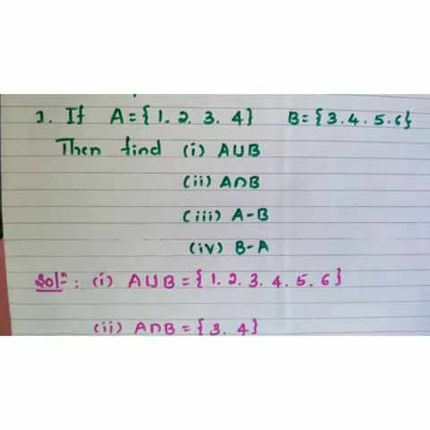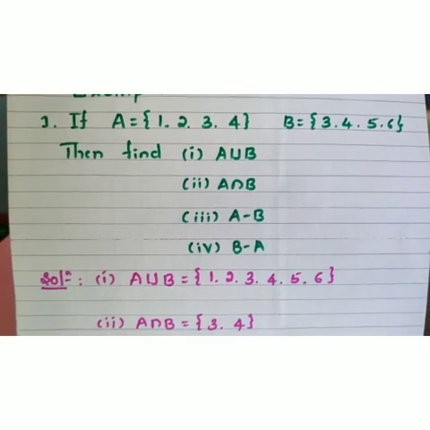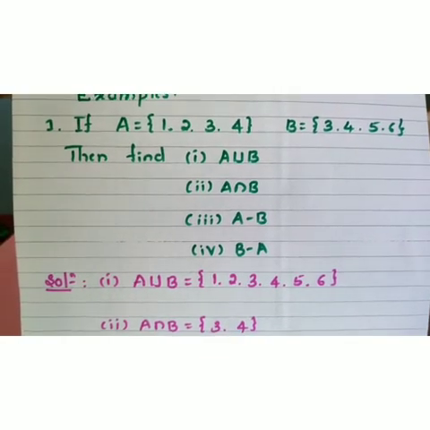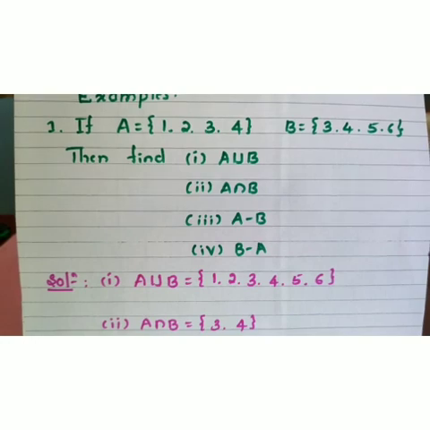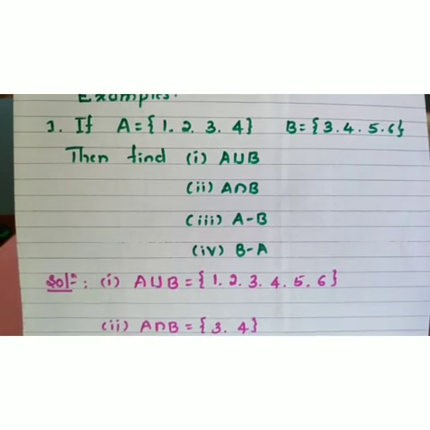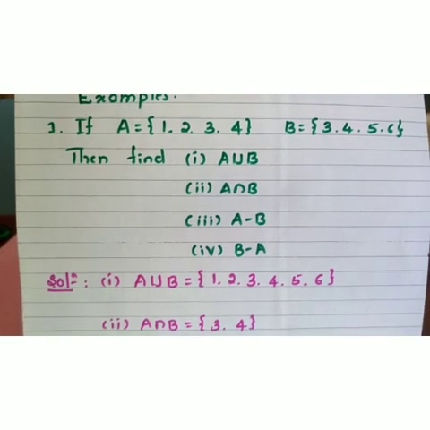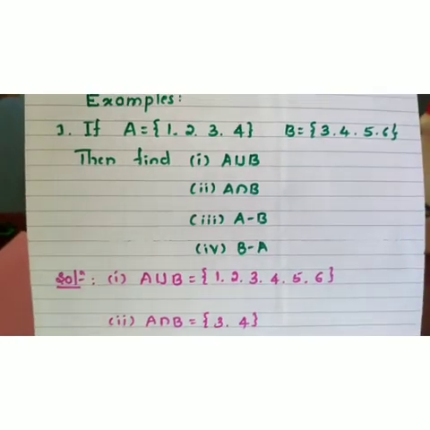What do you mean by intersection? Intersection means the common elements of A and B. A contains 3, 4 and B also contains 3, 4. Therefore, A intersection B is 3, 4.